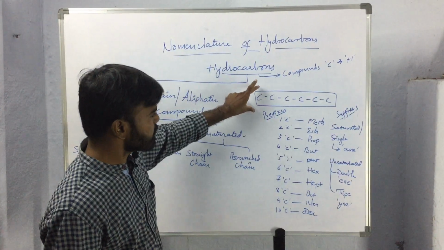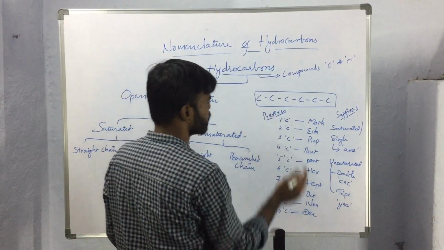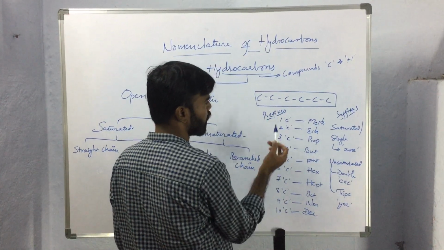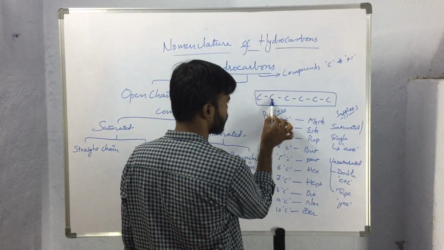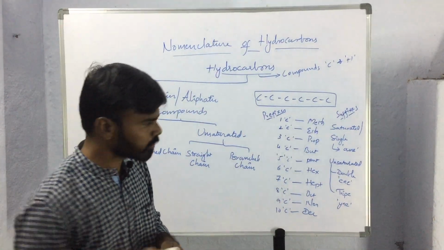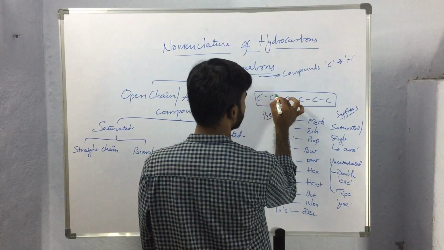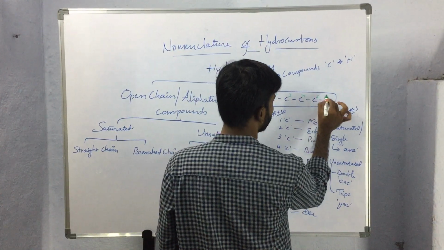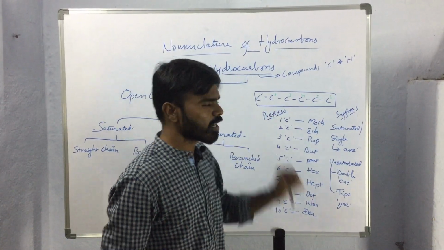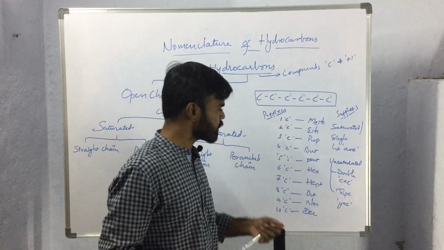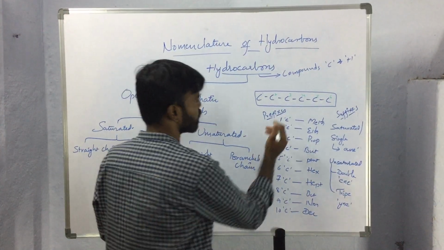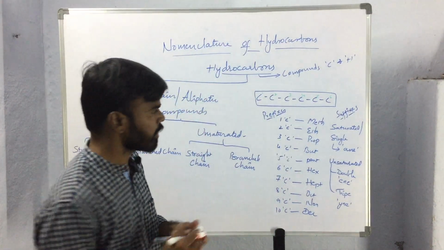Okay, so if we consider this compound now, first of all we have to select the prefix. For that we have to count the number of carbon atoms. 1, 2, 3, 4, 5, 6. Let us write the numbers. So this hydrocarbon contains 6 carbon atoms. What will be the prefix for that? 6 carbon atoms, hex. So the prefix for this compound will be hex.